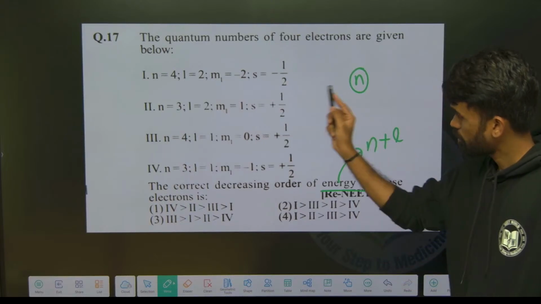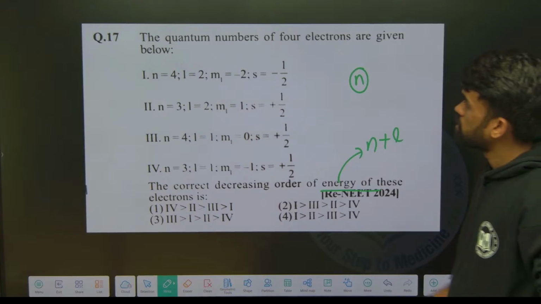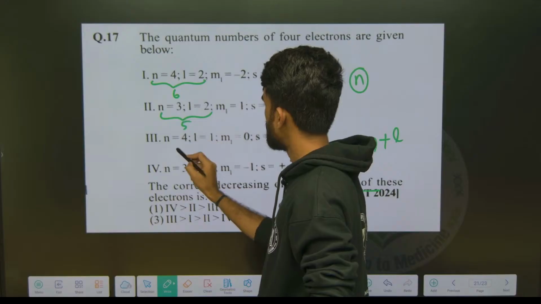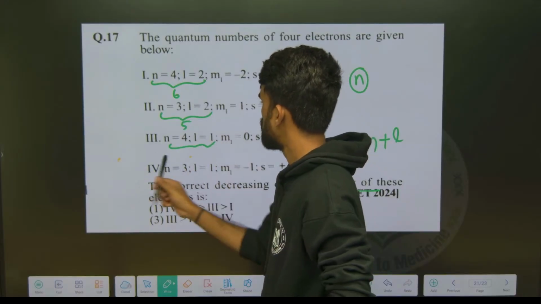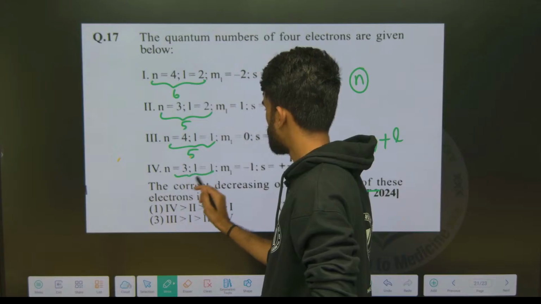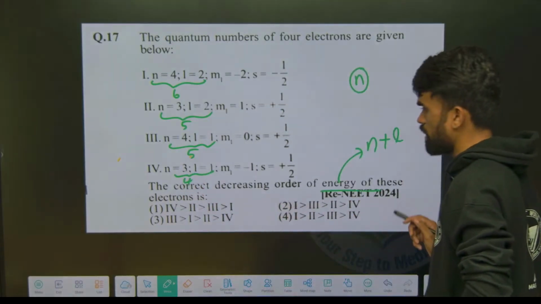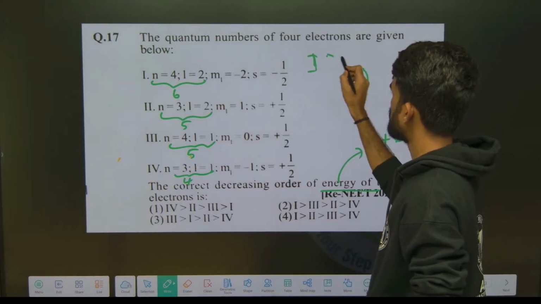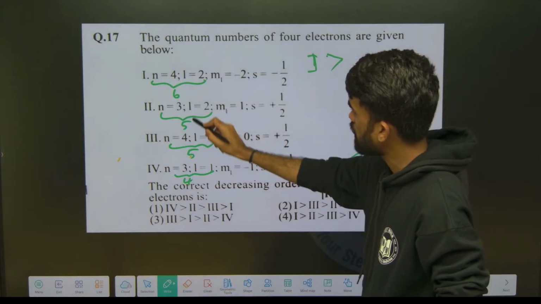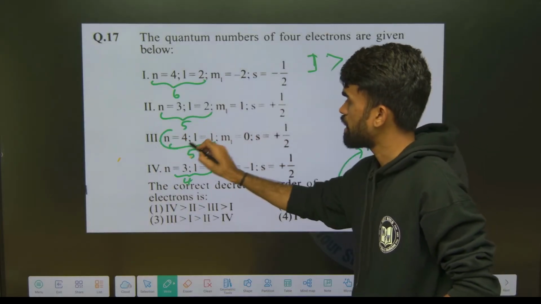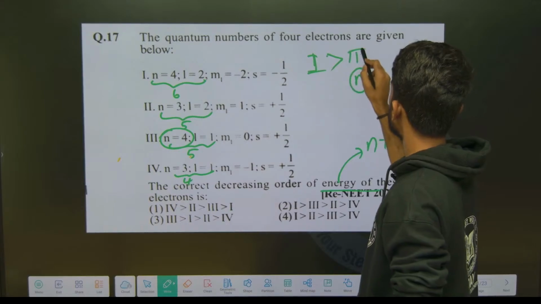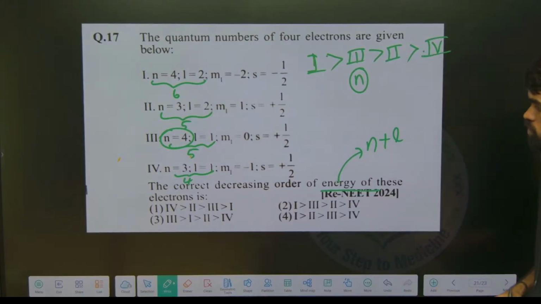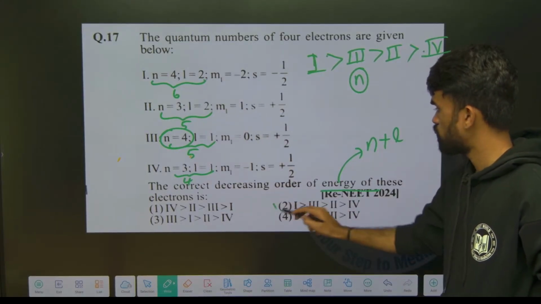So tell me: 4 plus 2 is 6, 3 plus 2 is 5, and the others are 5 and 4. The correct decreasing order of energy: the highest is 1, then 3, and both are equal in n plus l, so consider the n value, higher n value first. So 1, 3, 2, 4 is your answer.